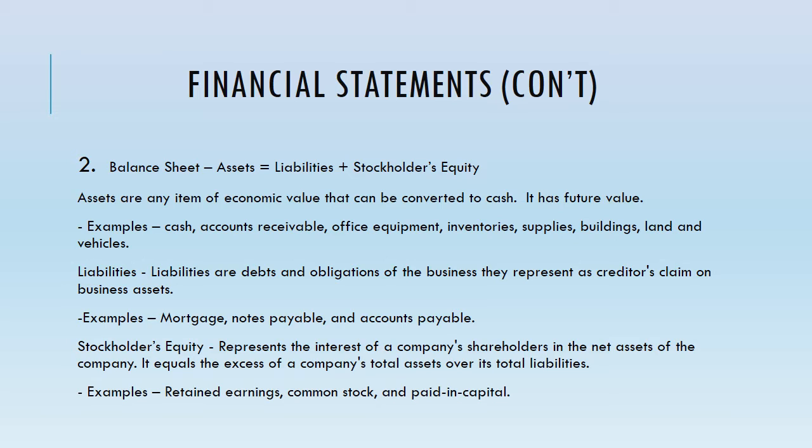Liabilities are debts and obligations of the business. They represent creditors' claim on business assets. Liability, you know what a liability is. If you have a house payment or a car payment, it's things we owe. If it has the word payable in it, it's a liability. Examples would be like a mortgage, notes payable, and accounts payable.